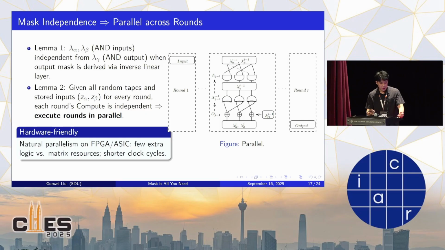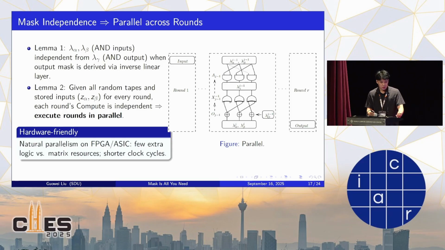Now that the auxiliary and messages phases are merged, the natural question is: do we still have to process rounds sequentially? The answer is no, and here are the two facts that make the parallelism safe.